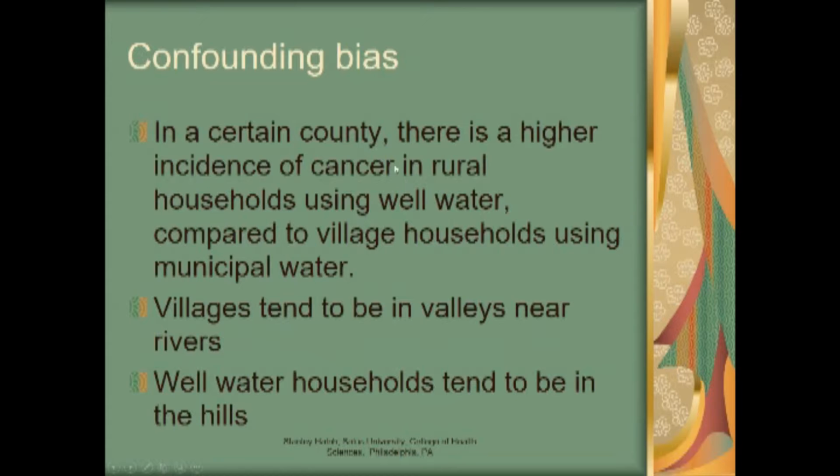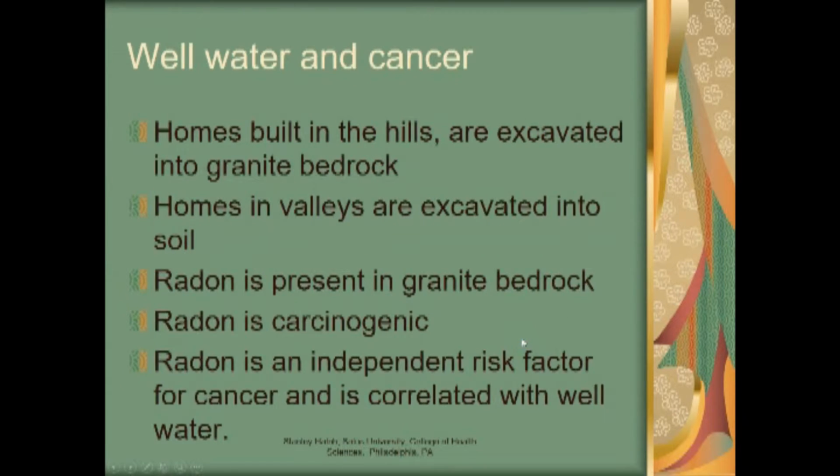All right, enough on nearsightedness. Let's see if we can look at something else. In a certain county, there is a higher incidence of cancer in rural households using well water compared to village households using municipal water. Villages tend to be in valleys near rivers. Well water households tend to be in the hills. So homes built in the hills are excavated into granite bedrock. Homes in the valleys are excavated into soil.